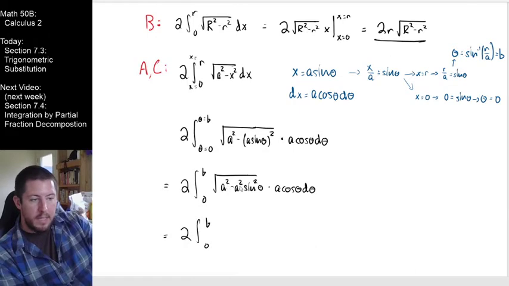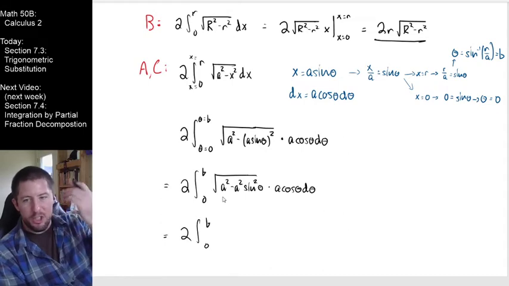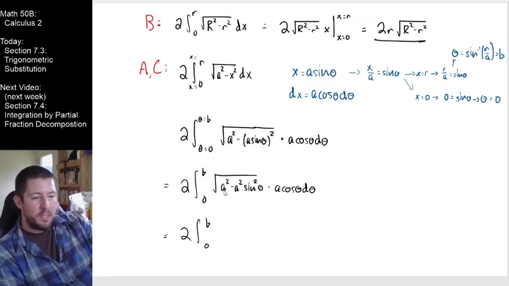It looks like we're going to get the same action as before. There's a common factor of a squared underneath. It's the whole reason we picked the substitution exactly like this, is just for this to happen, right? So this is going to pop out as an a. What we have left on the inside is the square root of 1 minus sine squared.